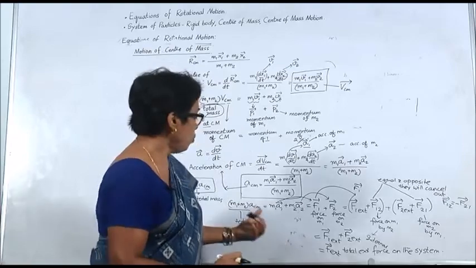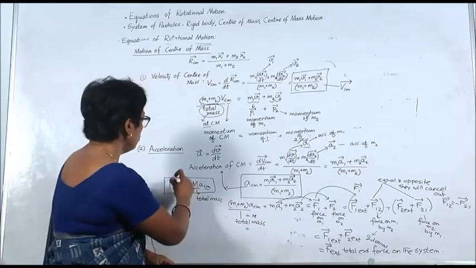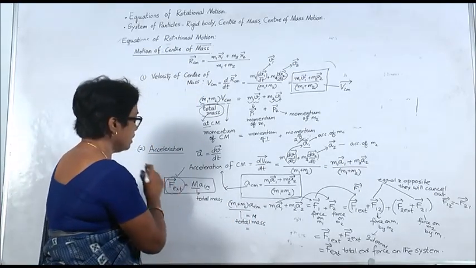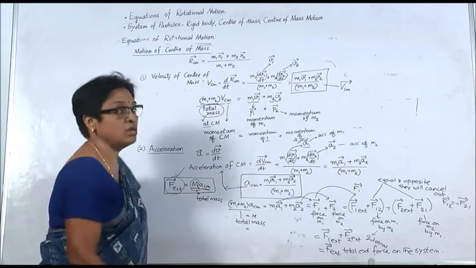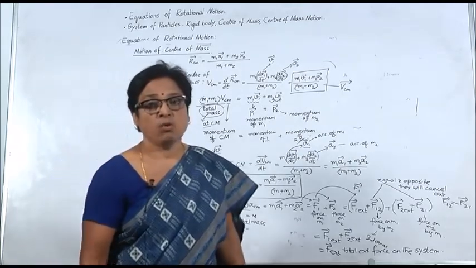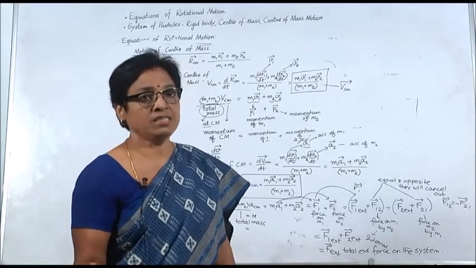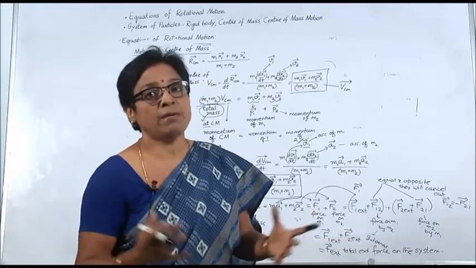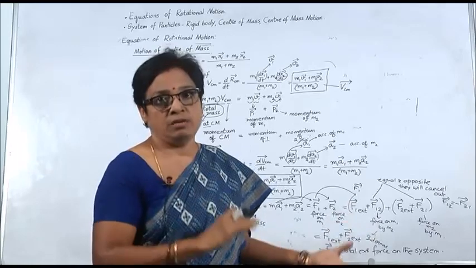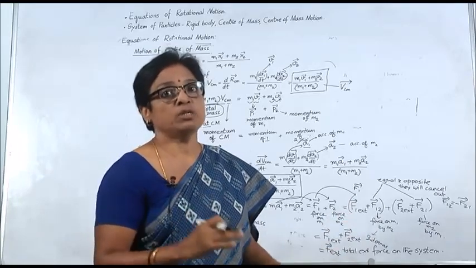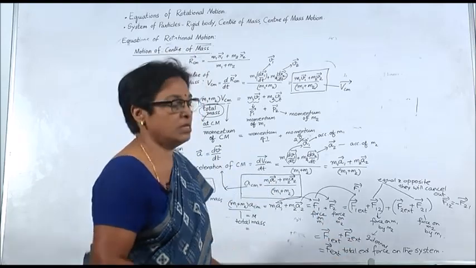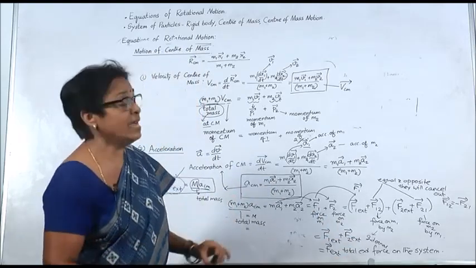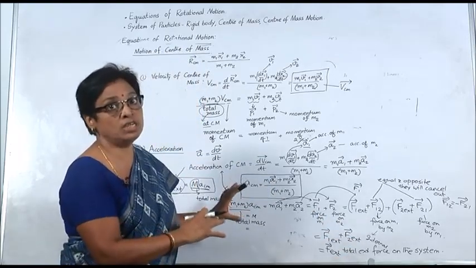Instead of that, I try to solve only this equation. I see how much external force there is and how much total mass there is, and I can find out the acceleration of the center of mass. Once I know the acceleration of the center of mass, the whole system's solution is always done with respect to the center of mass. Otherwise there will be difficulty. So this is the reason why we use center of mass, and this is how the center of mass motion takes place.